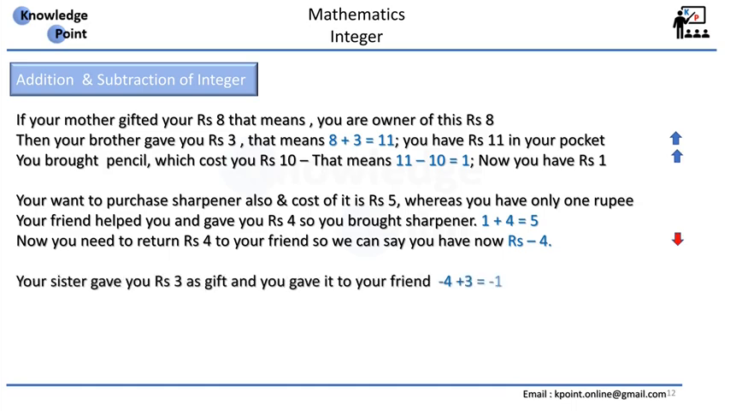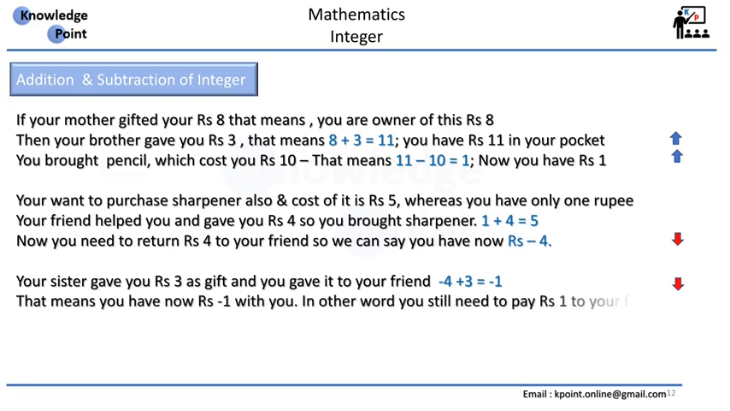Your sister came ahead and she helped you and she gave you 3 rupees as a gift. So now you have 3 rupees, but you have to give 4 rupees to your friend. So minus 4 plus 3 is minus 1. That means even after giving 3 rupees to your friend, you still need to give him 1 rupee. That's why it is shown as minus 1 and the arrow is showing downward. So minus 1, in other words, you still have to pay 1 rupee to your friend.